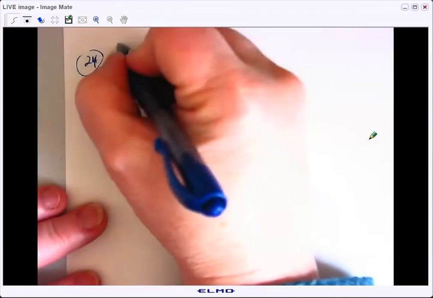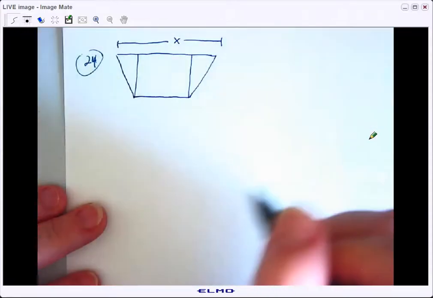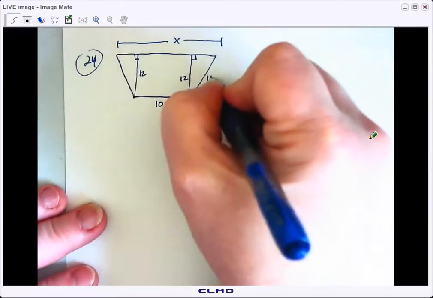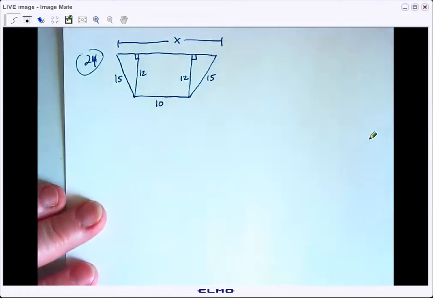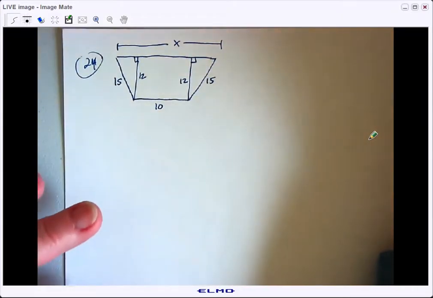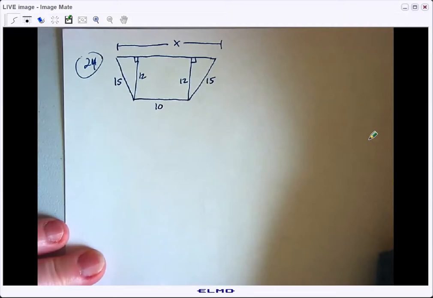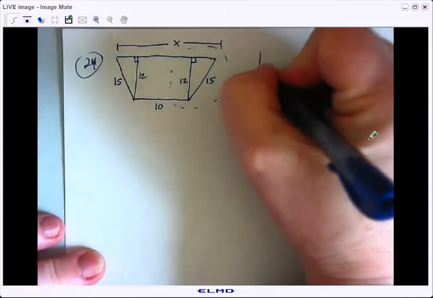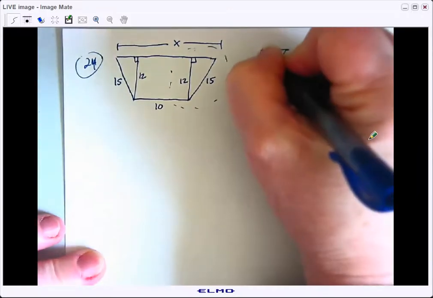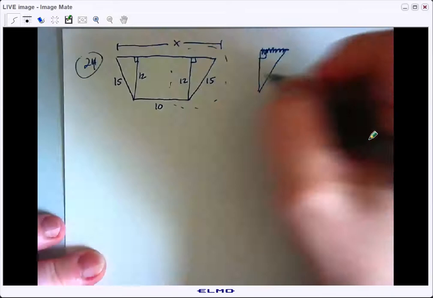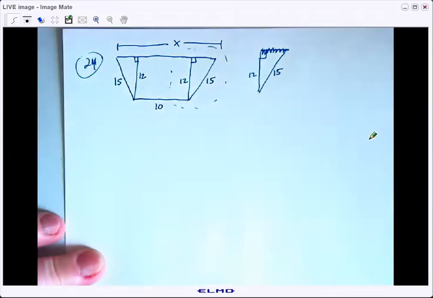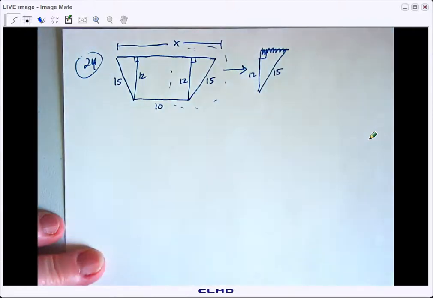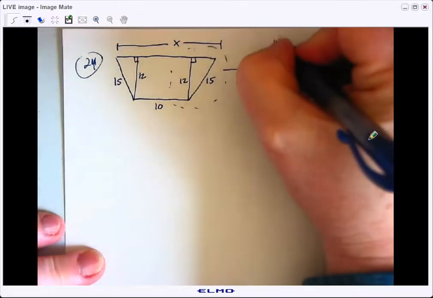Now on number 24, though, it's a little more involved because now we're looking for the whole thing. This is 10, 12, 12, 15. So when we look at the triangle that we need in order to solve for x, it would be that one. I need this one. So I have to find that length in order to be able to solve for x. I'm going to call this y.